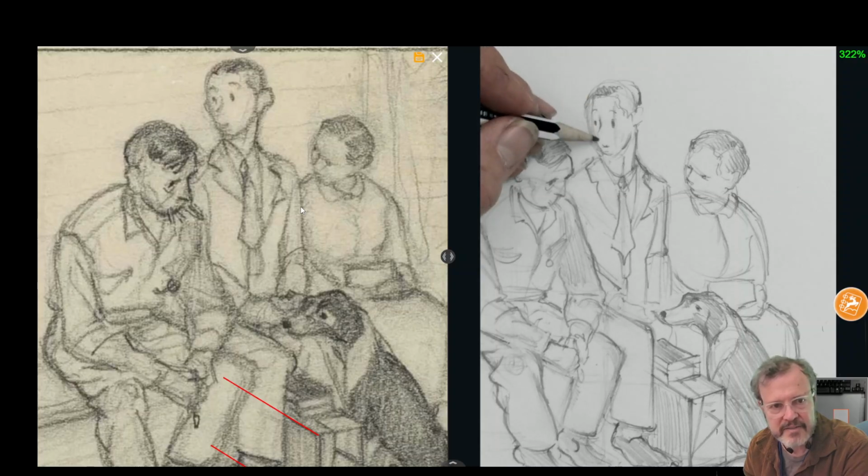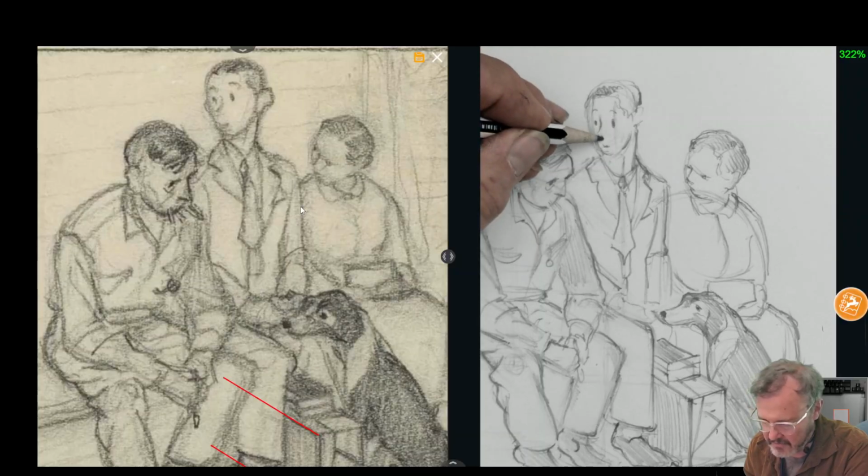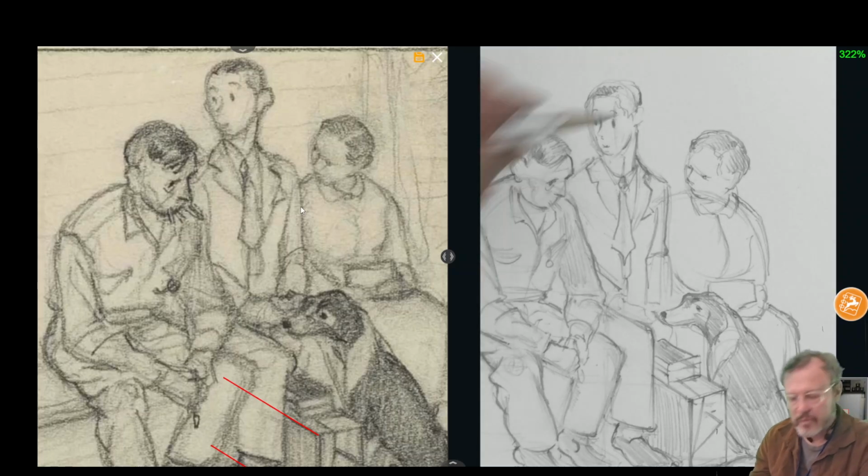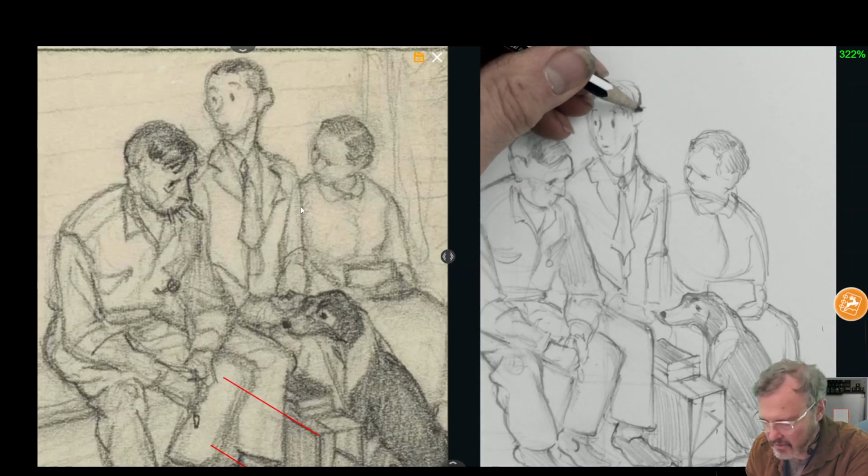The shorthand he's using for this guy is almost like an anime style. And look at that ear. He's really.